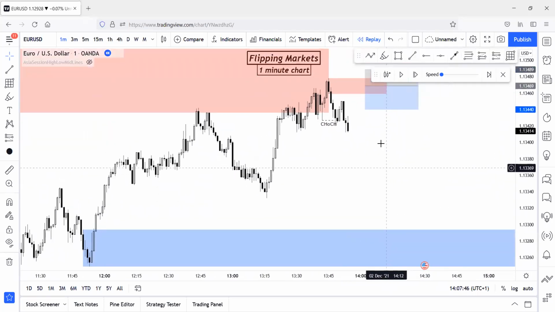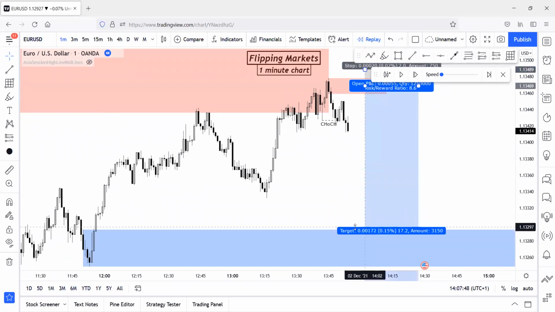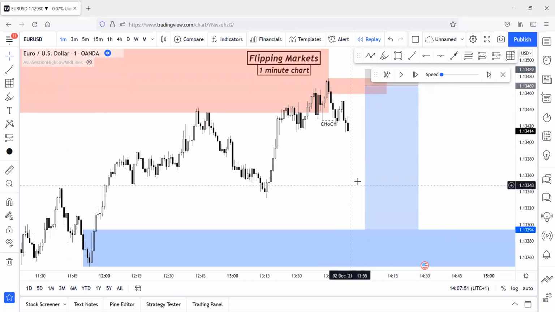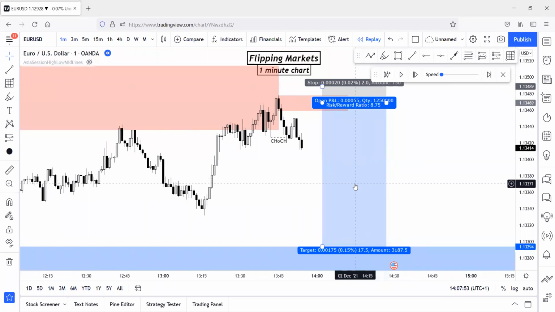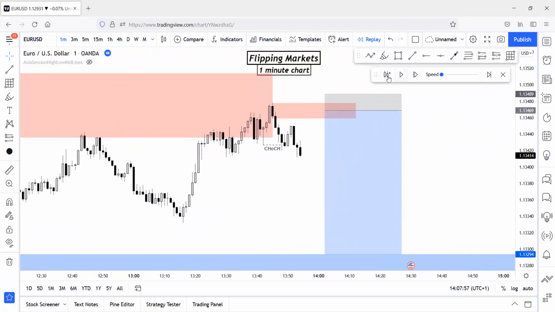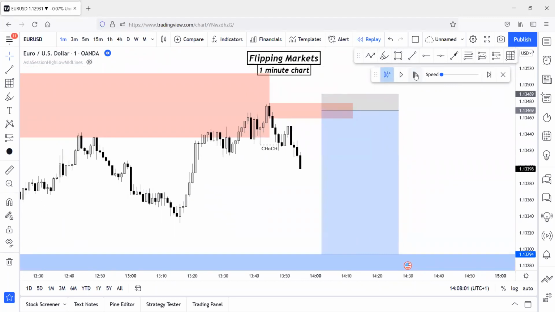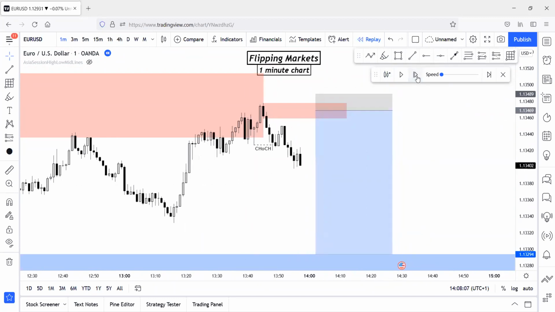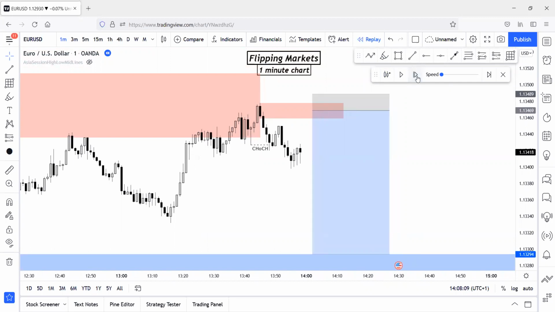And our first target could be the first 5-minute demand zone I just marked. So this trade will be 1 to 9, barely. So let's play price forward. Let's see what happens. Okay. Price just keeps going down.